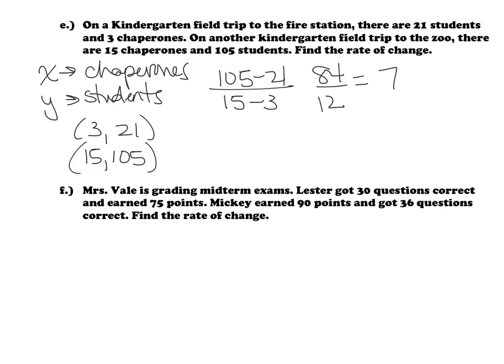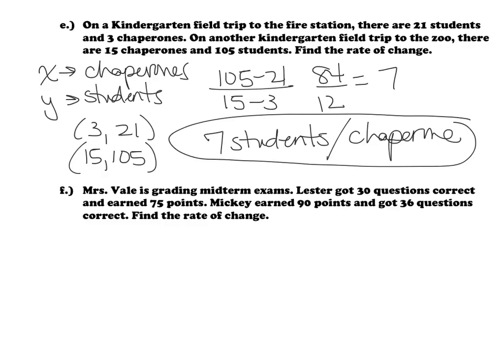Now I need a label. It's going to be 7 students per chaperone. All right? Now that you've seen how I've done that, here's the answer. Look at how much work I showed. Do that much work on F, and then chime back in to see if you did it right.